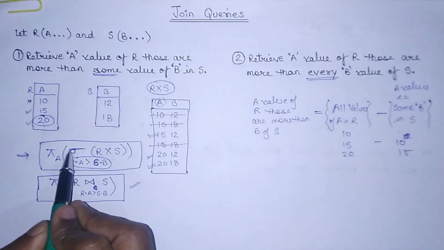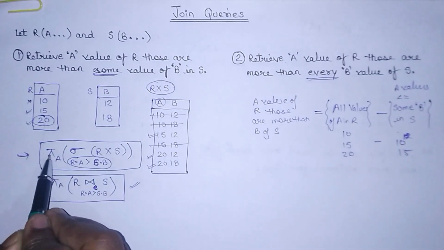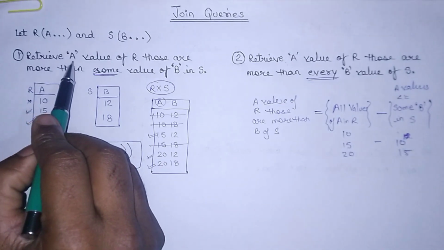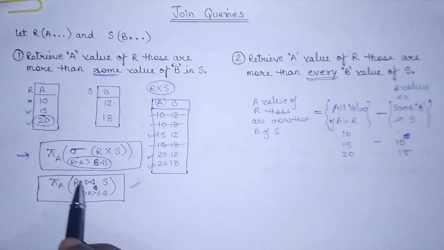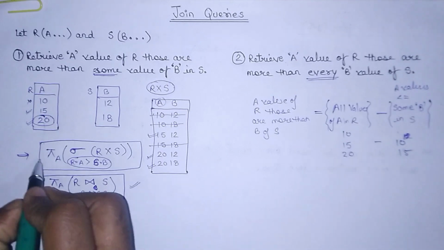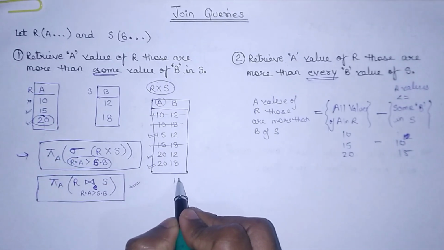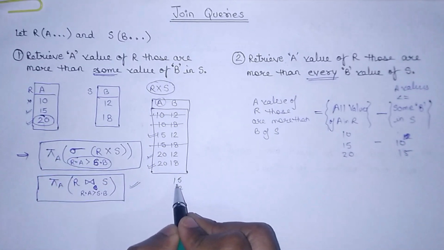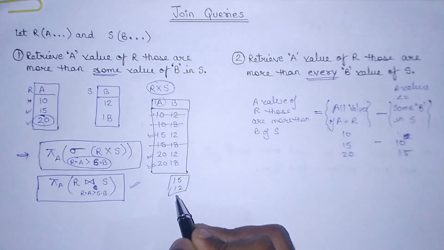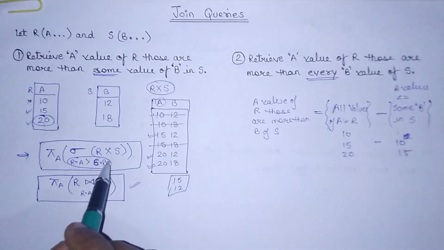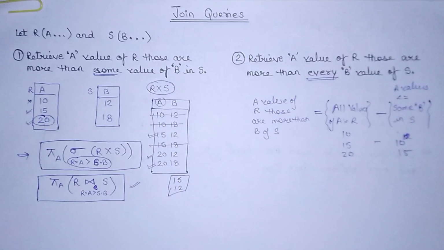So we did R cross S till now. Now we have to project the A value, because we need to retrieve the A value. So we project A, and it gives us 15 and 20. This will be in the output. This is one of the methods, which I did using the cross product.